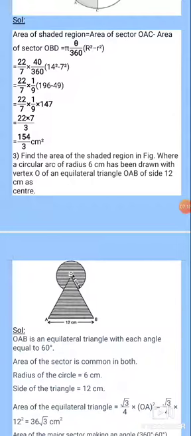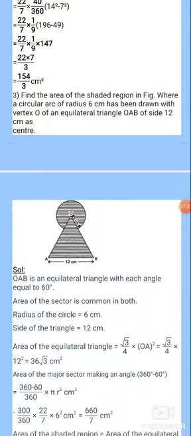The angle of the equilateral triangle is 60 degree. That is angle O, 60 degree. Then what is the area of the major sector? 360 minus 60. Now you need to find out the area of the major sector, having angle 360 degree minus 60. So the equation is 360 minus 60 by 360 into pi r square.